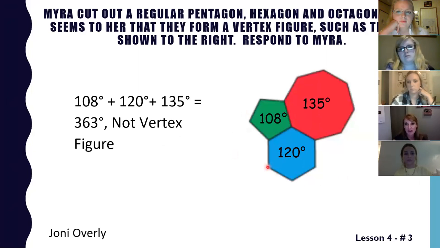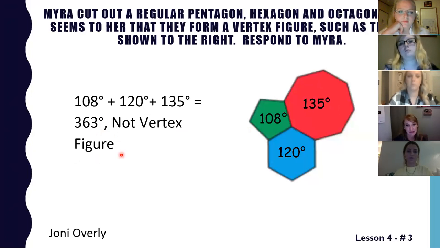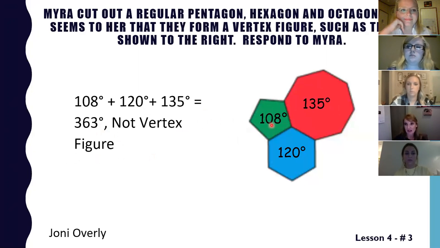So what we have to do to figure this problem out is basically we just have to add all those up. It's just very simple. So we're going to add those up, and it is 363 degrees. So this one is not going to be a vertex figure because it is over the 360 degrees. Now, if, say, that pentagon was 105, then we would have made it. But it wasn't. It went over the limit. So it's not going to be a vertex figure in this one.